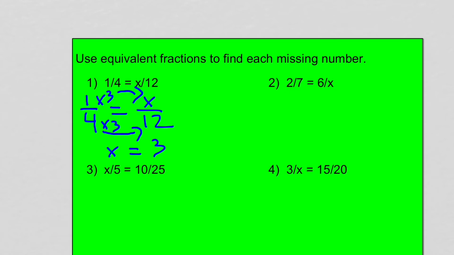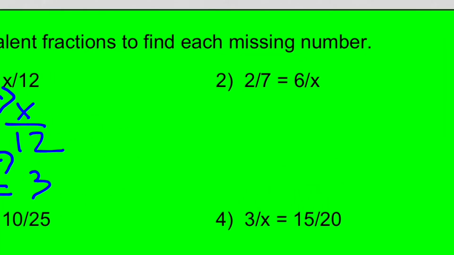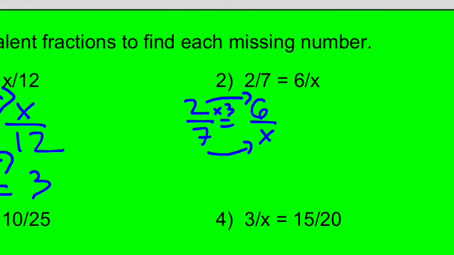Okay? And then when I get to number 2, 2/7 equals 6/x. And this time, it's both denominators I know. And I know that 2 times 3 will give me 6. So because they're equivalent, I have to do the same thing to the bottom. So I have to do 7 times 3 to get the value of the unknown number x. And 7 times 3 is equal to 21. So x is equal to 21.